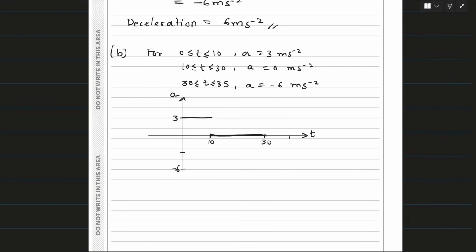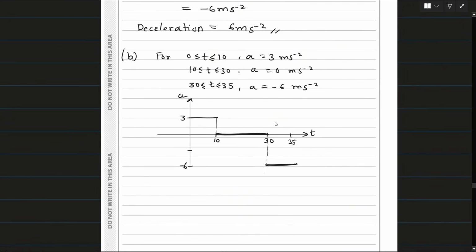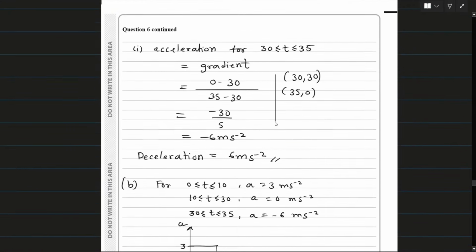Now for 30 to 35 seconds, our deceleration is minus 6. So we have to draw a flat line at minus 6 for 30 to 35 seconds. And this is our graph. This is our acceleration time graph. This will be the answer to our part B. Now we can move on to our part C.